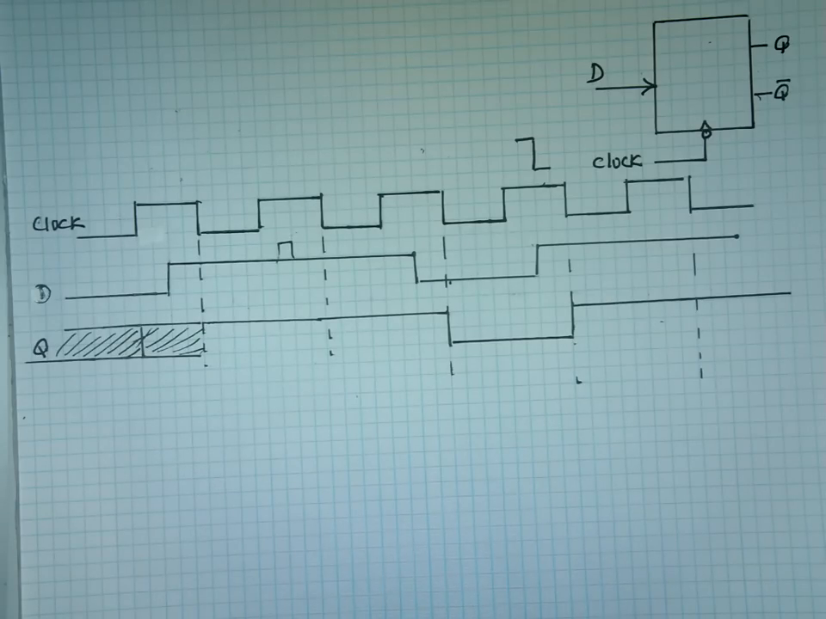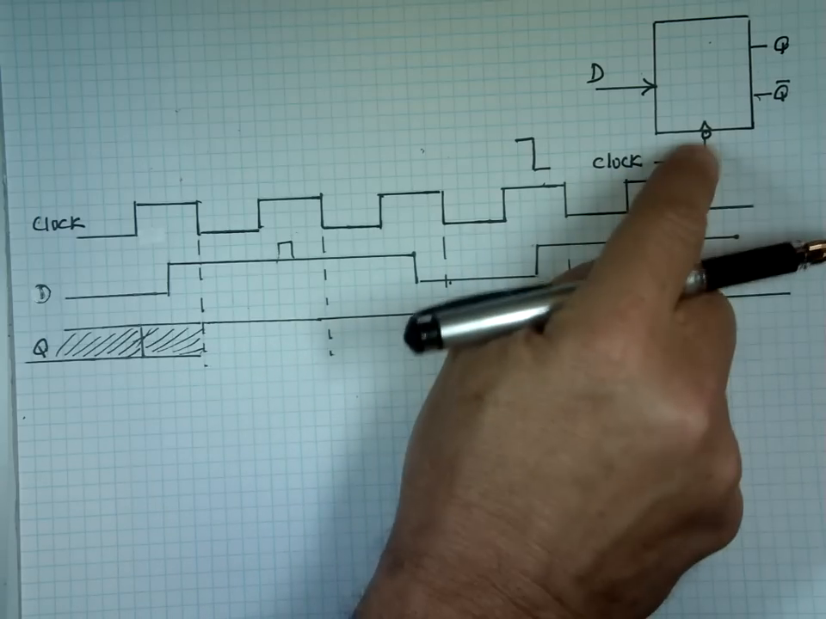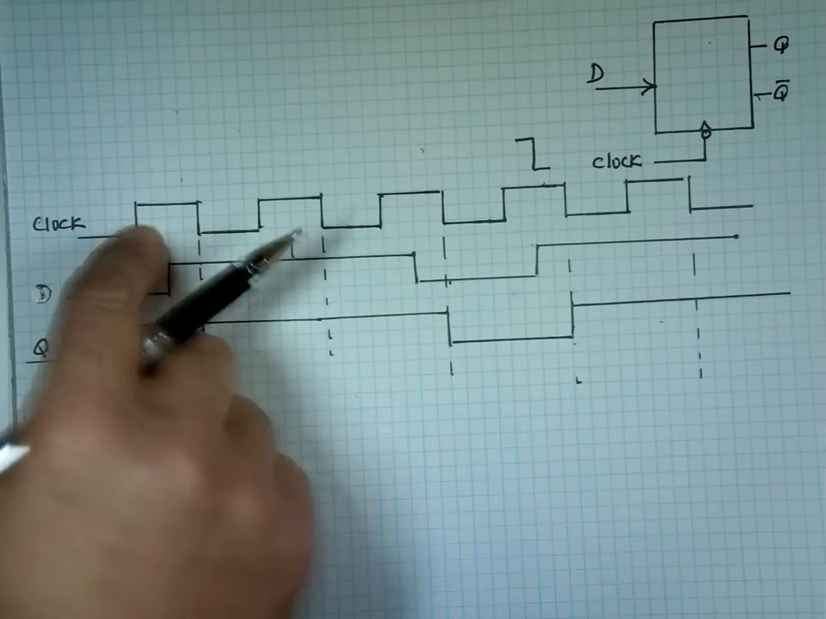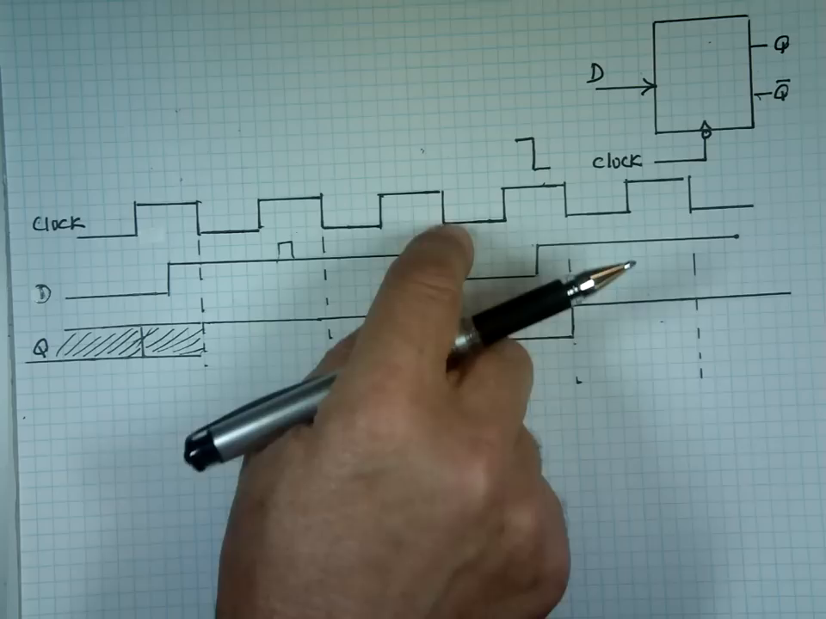So this one works on the falling edge because I have the little circle. If I don't have the bubble there, I'll be looking where? At the rising edge, right there, to see what's happening. Not at the falling edge, the rising edge.